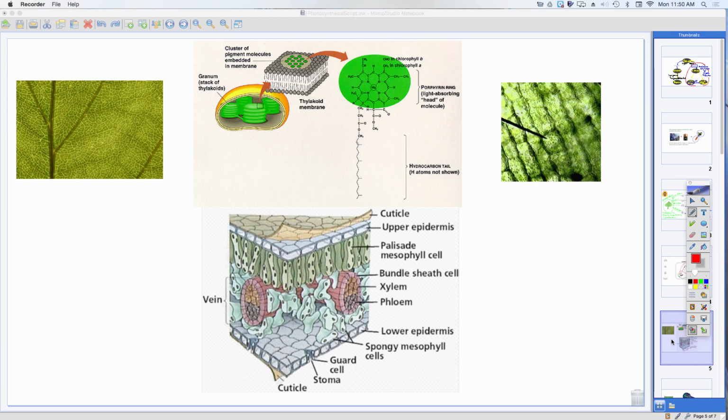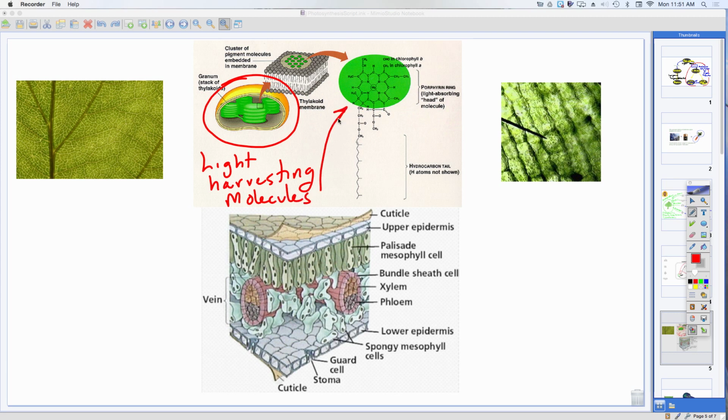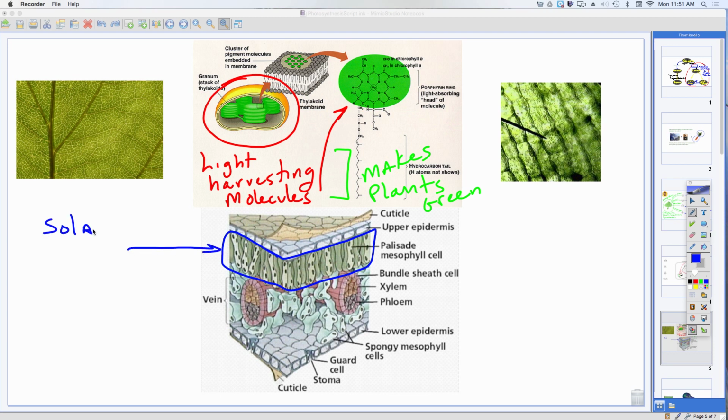When we look at the process of photosynthesis, it is done by the chloroplast. The chloroplast is this structure. The chloroplast has membranes. It has light harvesting molecules. That light harvesting molecule is called chlorophyll, and it is that light harvesting molecule that makes plants green. And if we look inside of a plant leaf, we'll see that there are all sorts of cells that are responsible for doing photosynthesis. And these cells are sort of like solar panels because they collect light.